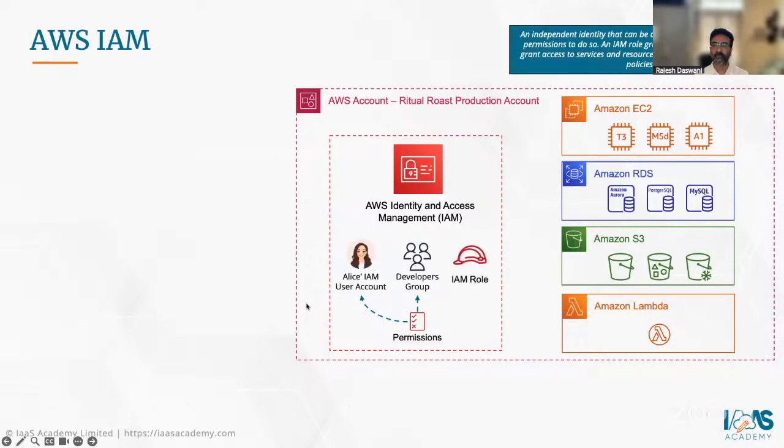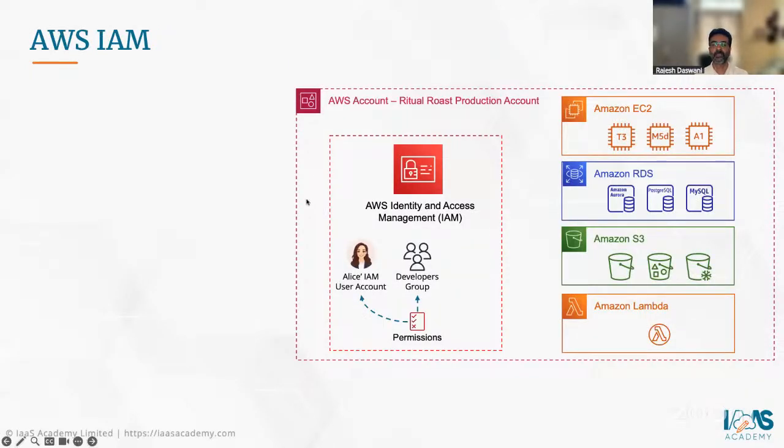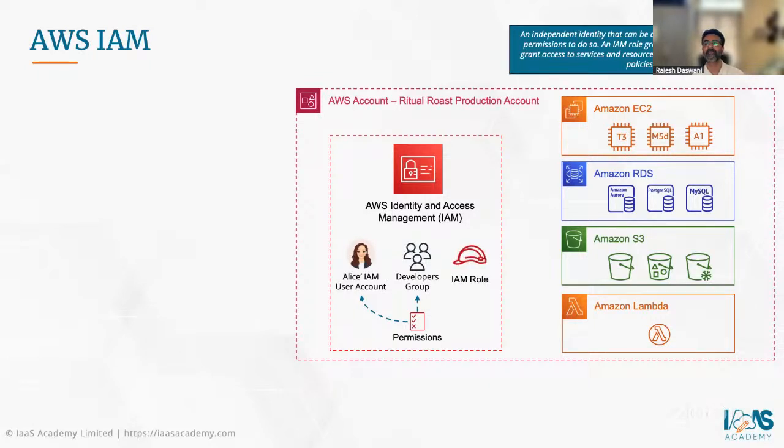Let's talk about IAM itself. So IAM allows you to create IAM users and groups. And IAM users basically are, in addition to the root account, you can have IAM users to represent your colleagues in your organization. Now, these IAM users can be members of IAM groups. So Alice, for instance, is a member of the developers group. And you can apply permissions directly to Alice, or you can apply permissions to developers, which means Alice will inherit those permissions as well. In addition to that, you can also create IAM roles.